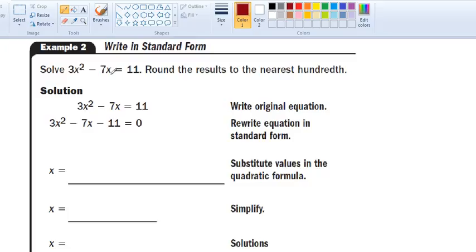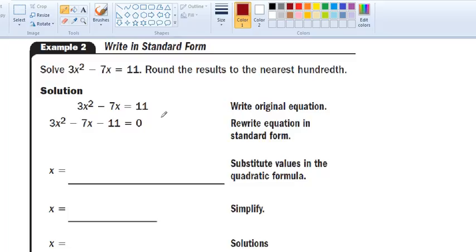So here's what we're going to do. First of all, we've got to have this in standard form. Now standard form means basically we've got to have a 0 on the right side. So to make a 0 on the right side, we're going to subtract 11 and subtract 11. And when we're done with that, here's what we've got. 3x squared minus 7x minus 11 equals 0. So that's in standard form.